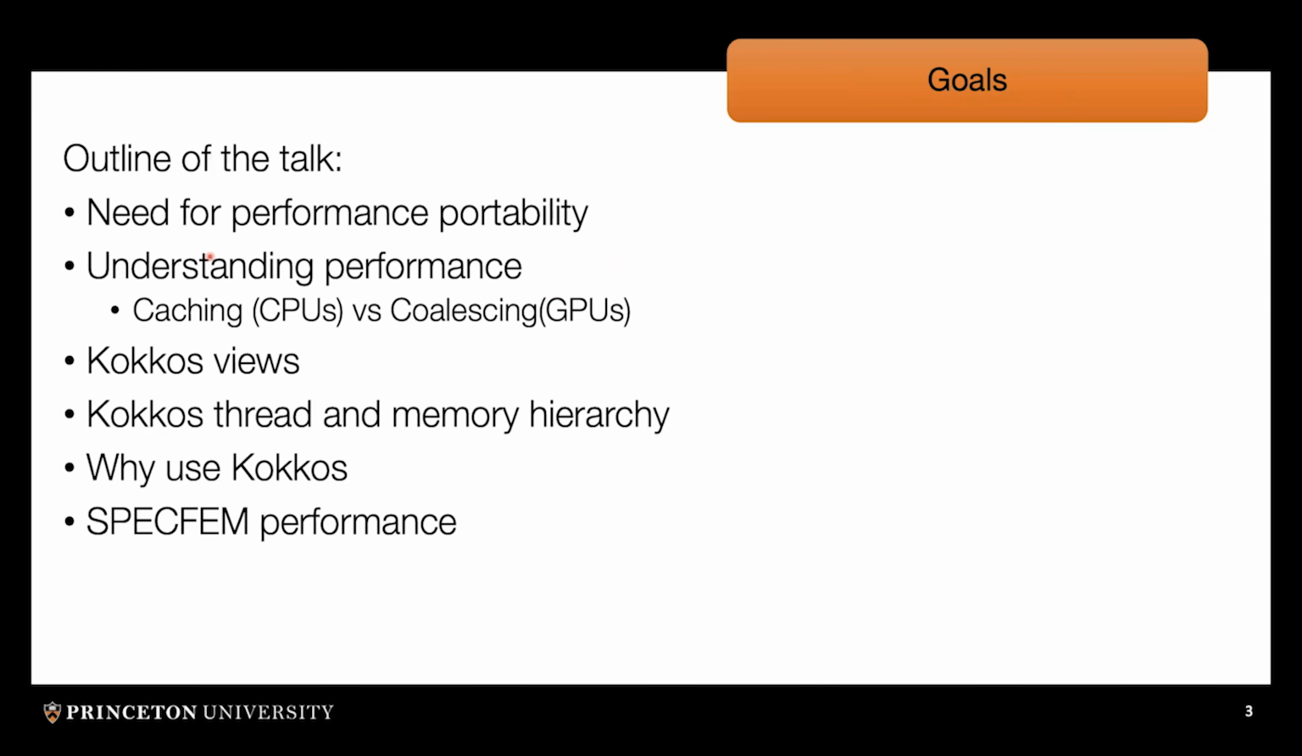So the outline of this talk is, first I'll talk about the need for performance portability. Then I'll talk a bit about what affects performance, that is caching on CPUs and coalescing on GPUs, and how Kokkos achieves that with the help of Kokkos views. Then I'll correlate Kokkos thread and memory hierarchy to CUDA thread and memory hierarchy. Then with that background in mind, we'll look at the question of why you would use Kokkos or who Kokkos would help. And finally, I'll give a slide or two about SPECFEM performance.